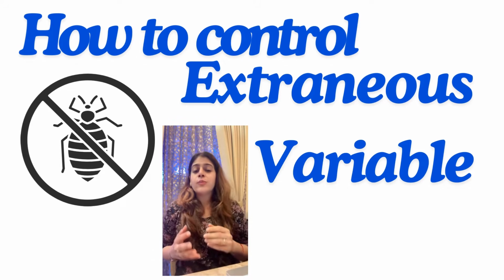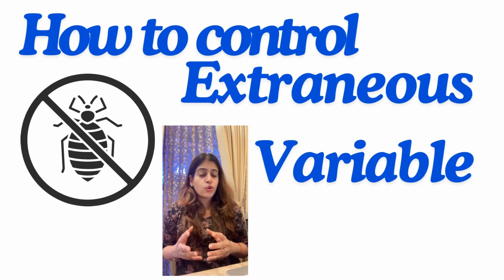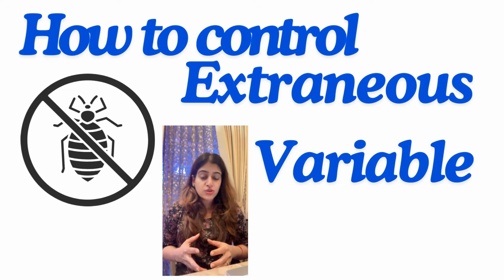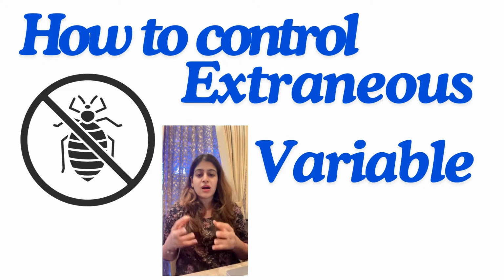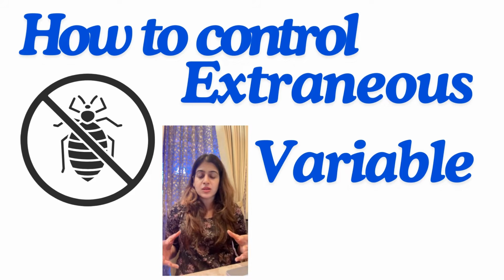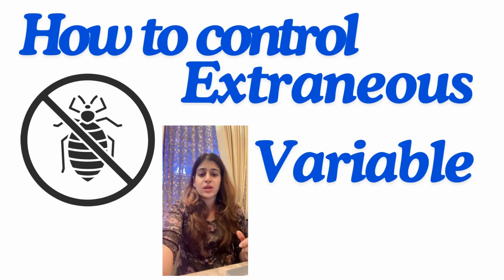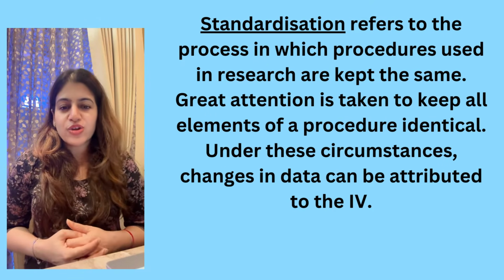It is very important for a researcher to control all these extraneous variables. If these extraneous variables are not controlled, they will keep impacting our study, and whatever result comes in will be very untrue or altered. So it is important that these extraneous variables are well controlled. So how do we control these extraneous variables?